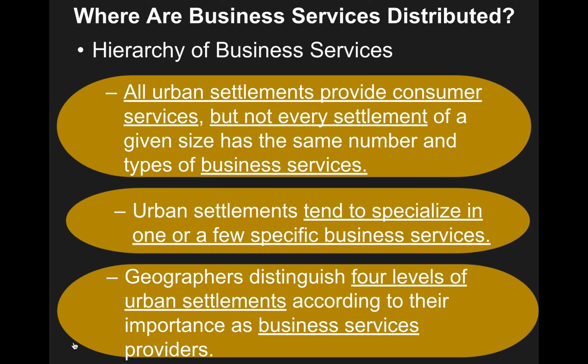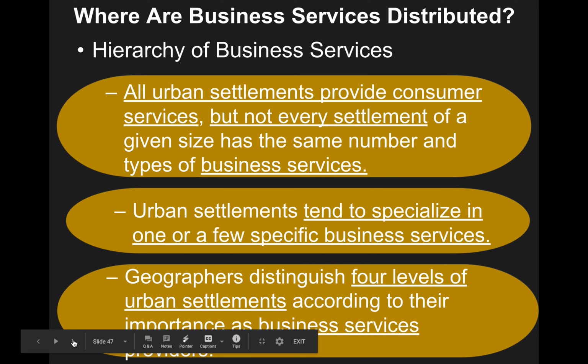Secondly, urban settlements tend to specialize in one or a few business services. When we think of the Minneapolis-St. Paul area, they're going to specialize in just a few services. One of them that we're seeing right now is medical and healthcare business services. They're one of the leading service providers in rapid testing for the coronavirus as well as vaccination. So we can see that in Minneapolis-St. Paul, we specialize in medical and healthcare as a business service. And third, there are 4 levels of urban settlements, according to their importance of business services. So we will rank those business services on a global level.